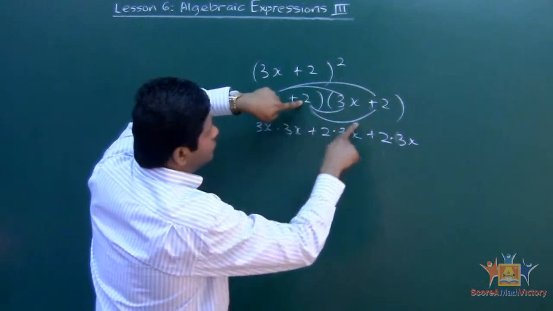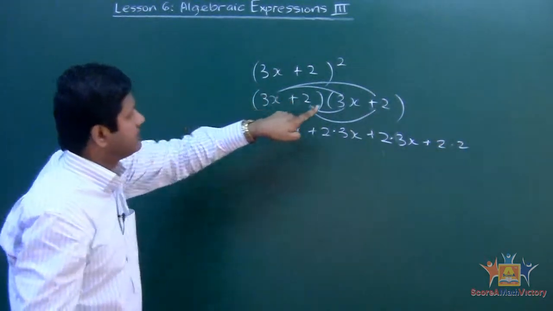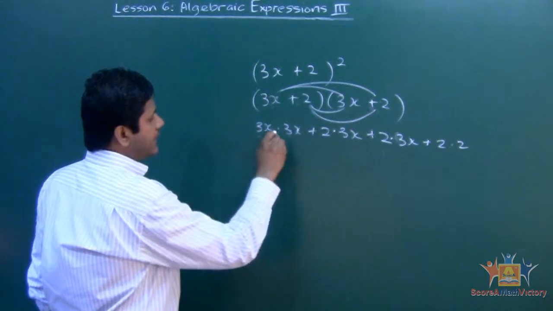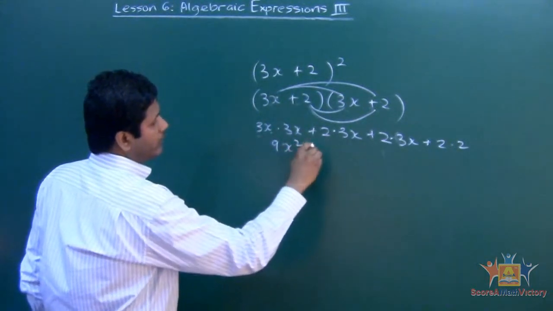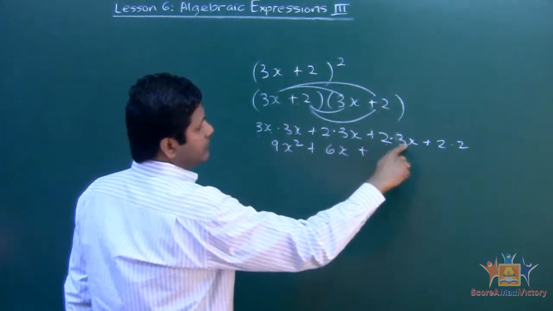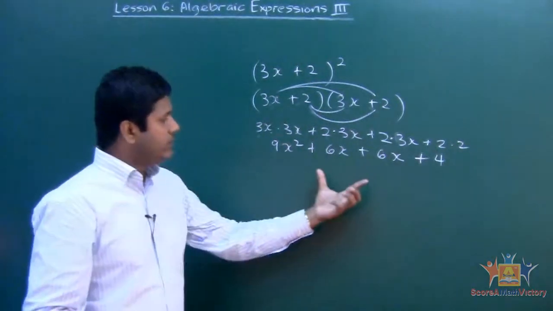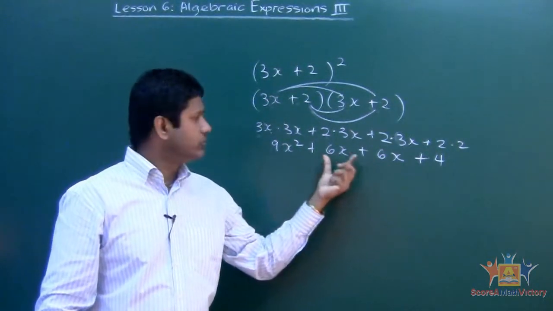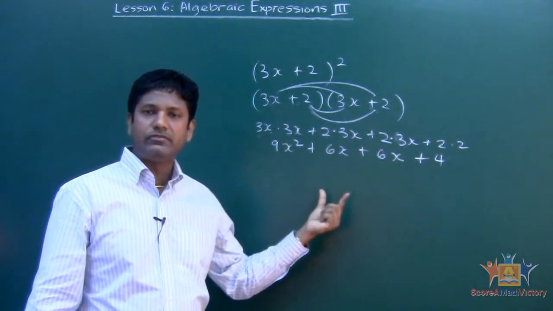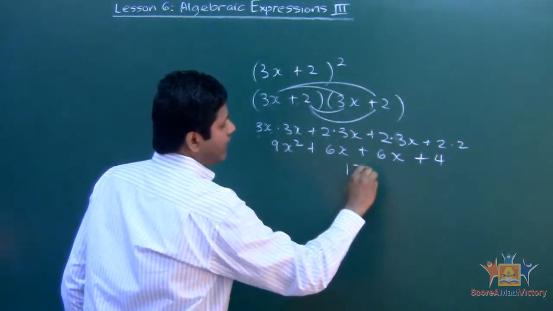And then plus 2 times 2. Okay, because plus and plus is plus. 3 times 3 is 9, x times x is x squared. Plus 2 times 3 is 6x. Plus 2 times 3 is 6x. Plus 4. Look at the middle. You can add this 6x with the 6x, the same term, identical terms. That means 6x plus 6x makes it 12x.